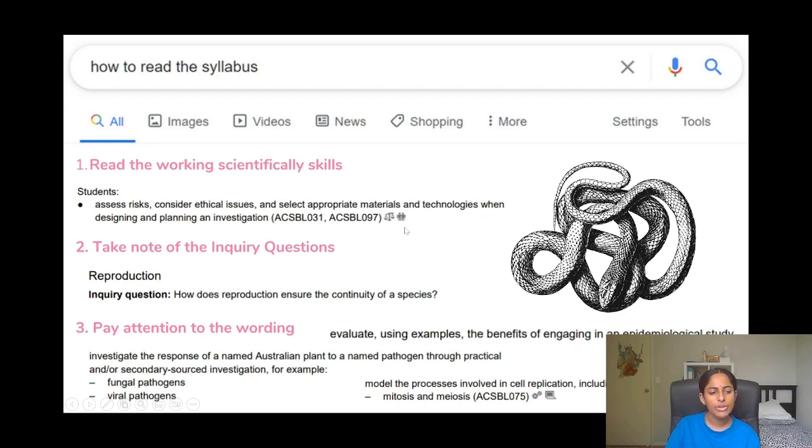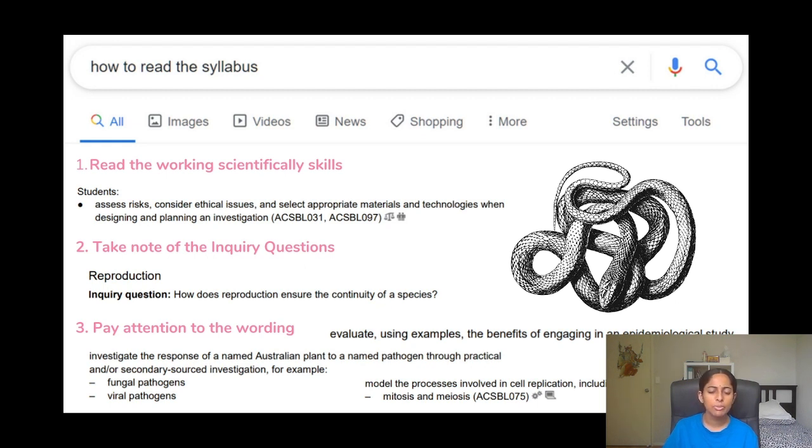When you go to the NESA website, it will show you a bunch of the HSC verbs and the definitions for them as well. It's really important to understand what those verbs are. They're called directive verbs. And also look at what it's trying to ask you.